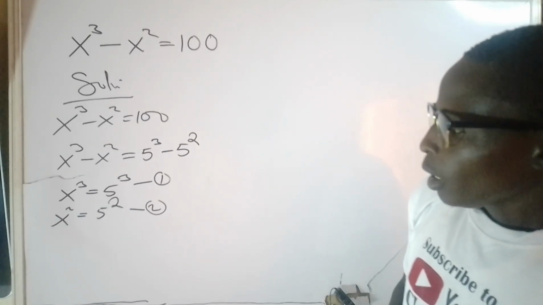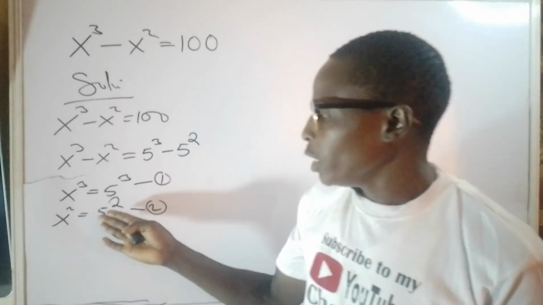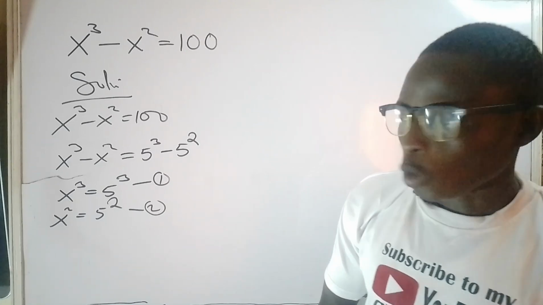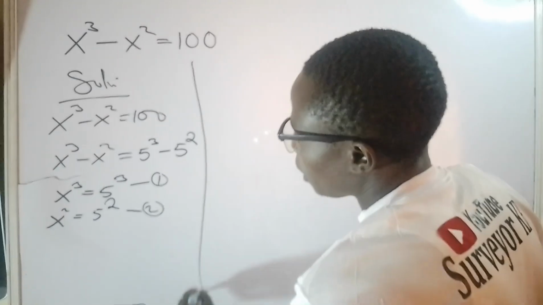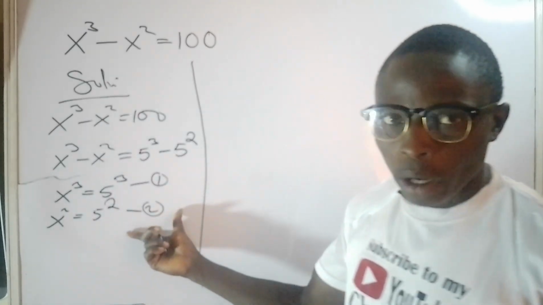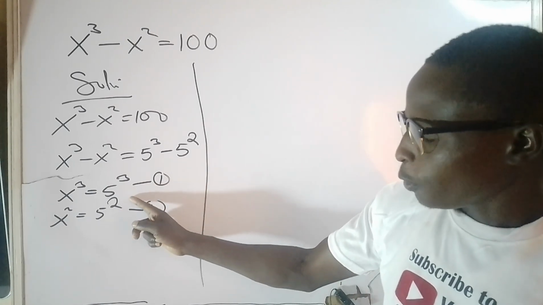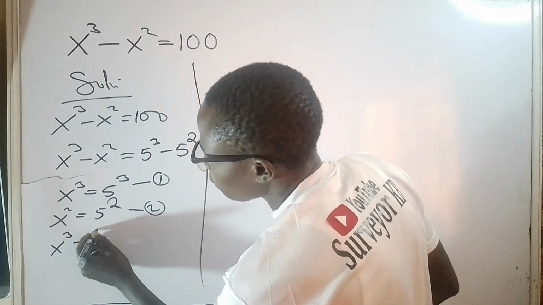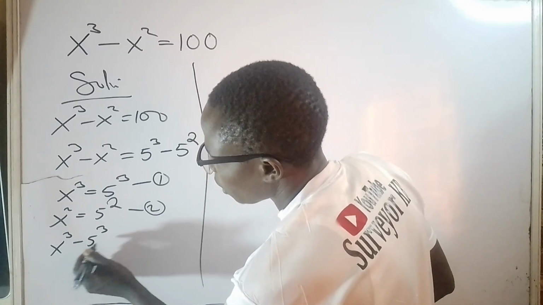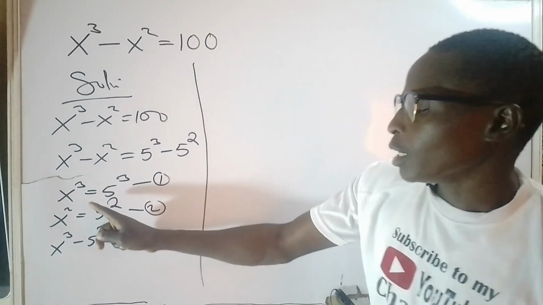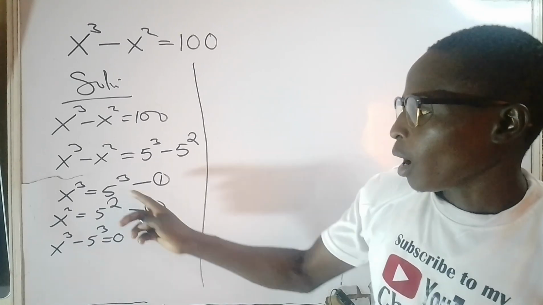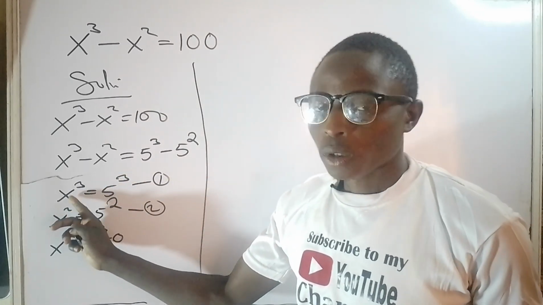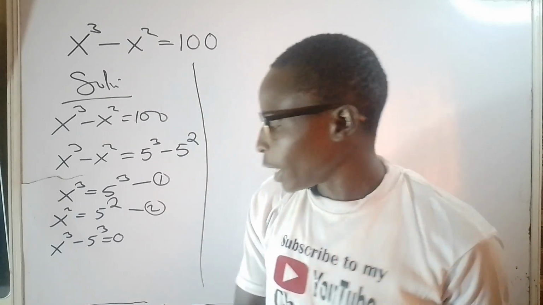I have many ways of solving this particular equation. Let me handle the equations one after the other. Let's start from the first equation, which says x cubed minus 5 raised to the power 3 is equal to 0, which is the same thing as x cubed equals 5 cubed. I just transpose this 5 to the left side to become negative.